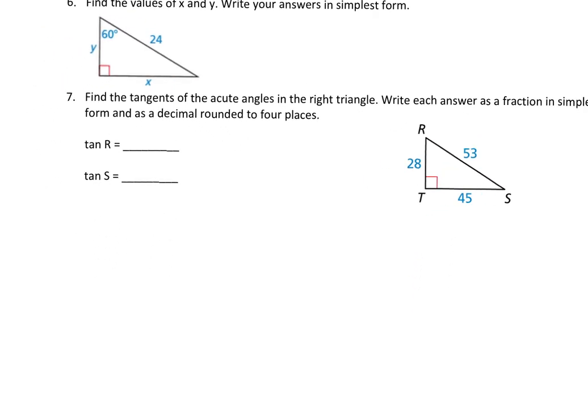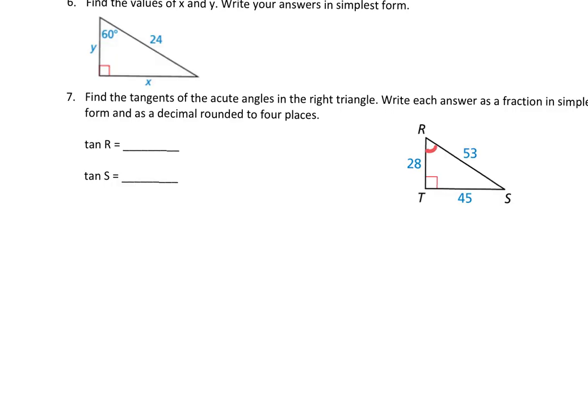Okay, I think this is probably the one that gets people the most. This is probably the most confusing one for some people because we're not solving for a side or an angle. We're just writing the relationship. Remember, sine, cosine, and tangent are ratios. So that's what this is asking us to do, is just write the ratio, change the ratio to a decimal. Okay? So they say tangent of r to start with.